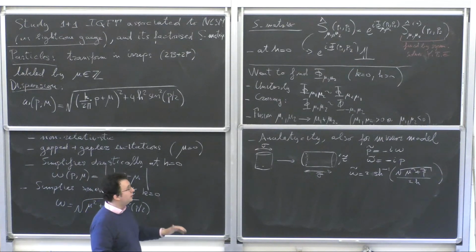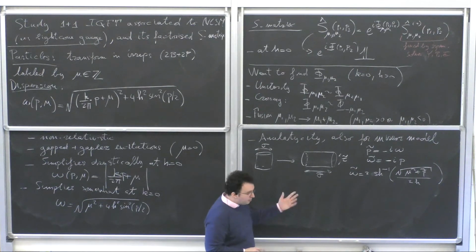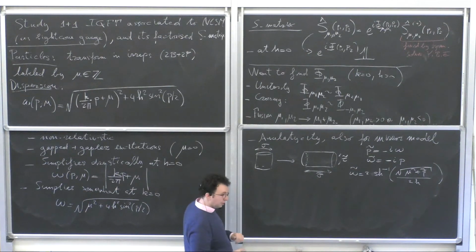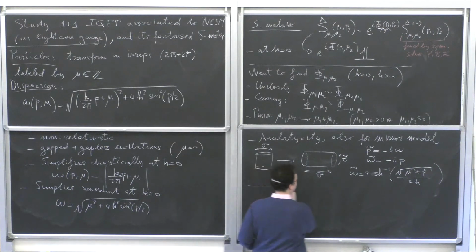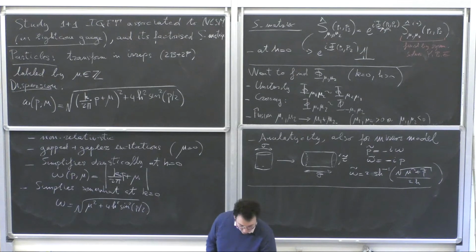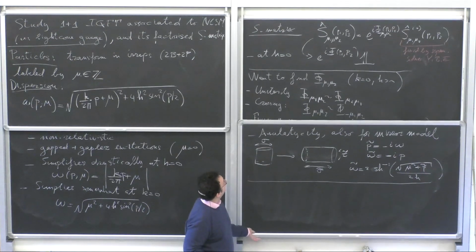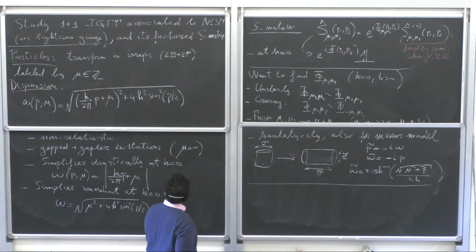We can get from one model to the other by, if we were in a relativistic theory, shifting the rapidity by some i pi over 2 or something like this, morally. Here we don't have rapidity, it's more complicated, but morally that's what we want to do. Okay, so these are all the ingredients that I need, and I now just want to show you the result and comment a bit on it. Are there questions before I do that?